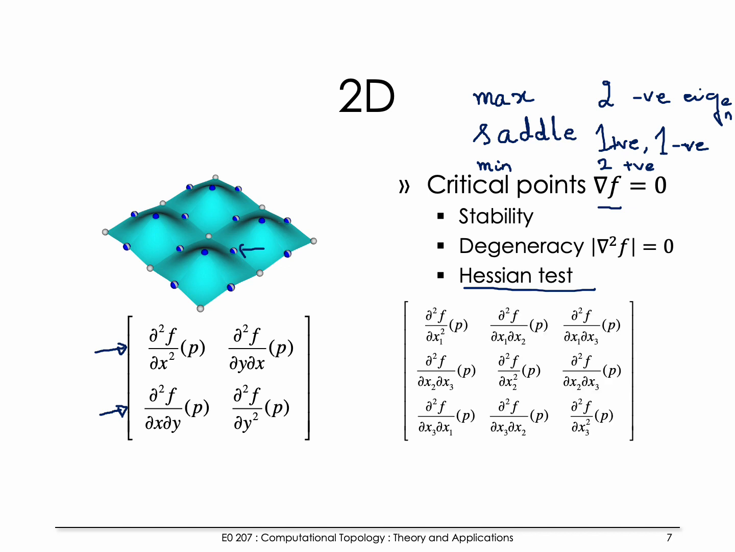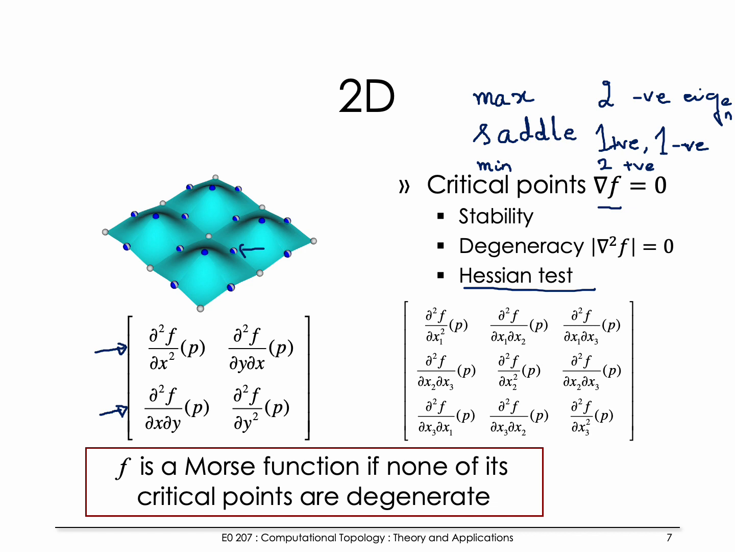The same analysis holds in 3D as well. The Hessian is now a 3x3 matrix. Again, the critical points are classified based on the number of negative eigenvalues of the Hessian. Again, we do not want degenerate critical points, so we want the Hessian to be non-singular. And again, we call f a Morse function if none of its critical points are degenerate.